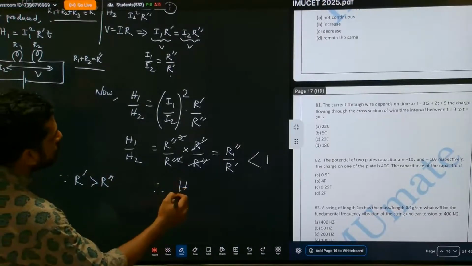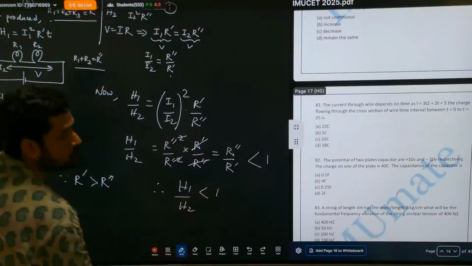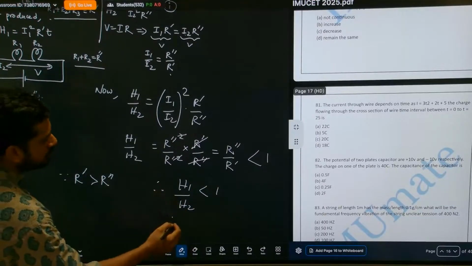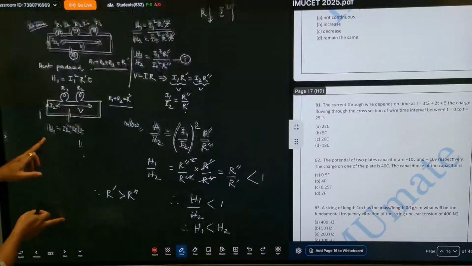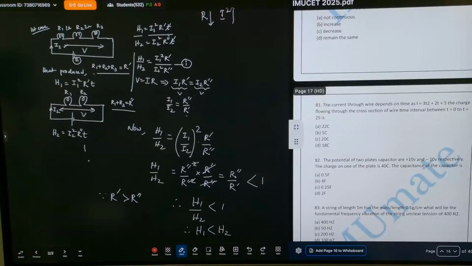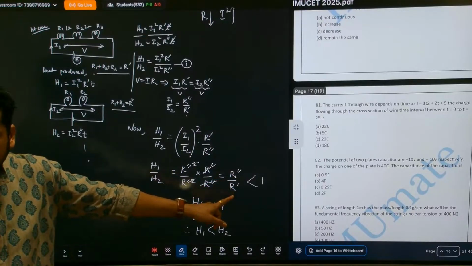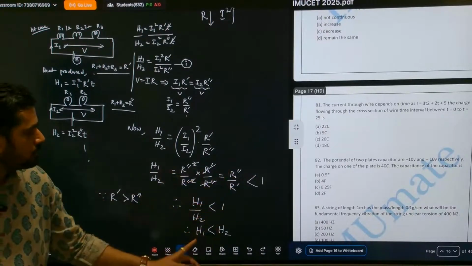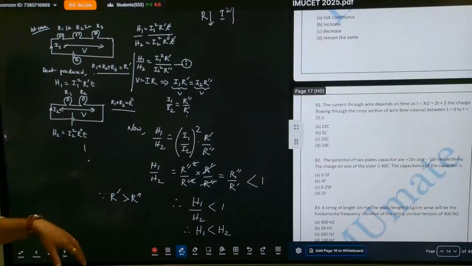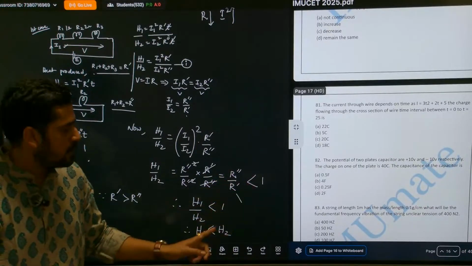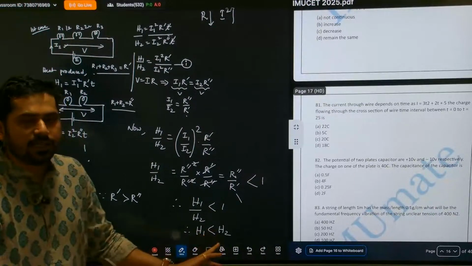Therefore H1 by H2 is less than 1. Therefore H1 is less than H2. In which case will heat be greater? In the second case. Why? This one is smaller, this one is larger, so the ratio is less than 1, cross multiply, H1. In the first case all are glowing; in the second case one got fused, R3 is not acting, so resistance decreases, which means the ratio would be less than 1. That's how we can say H1 is less than H2.